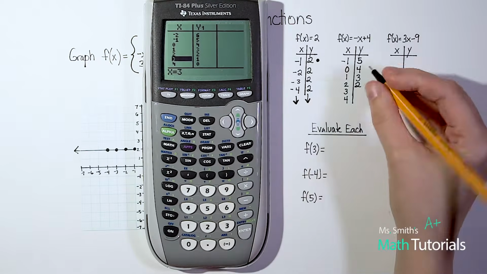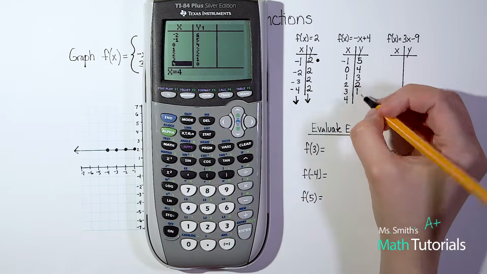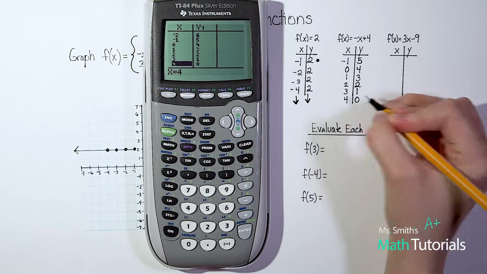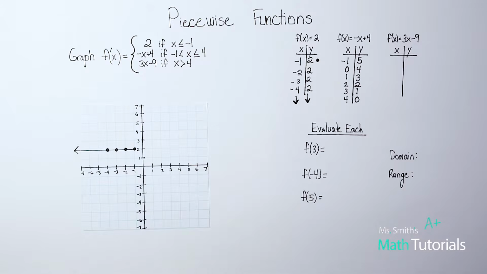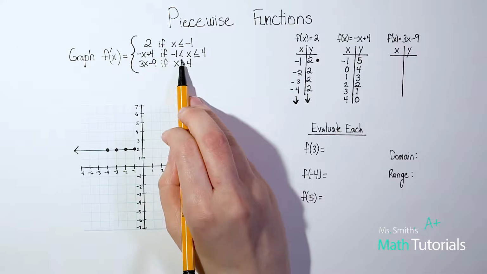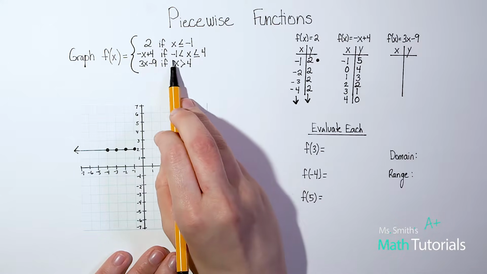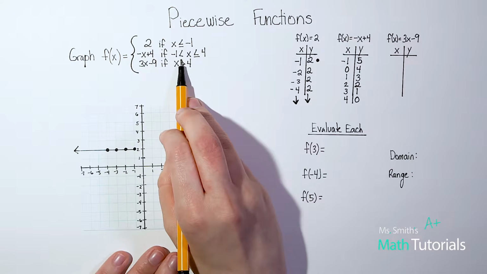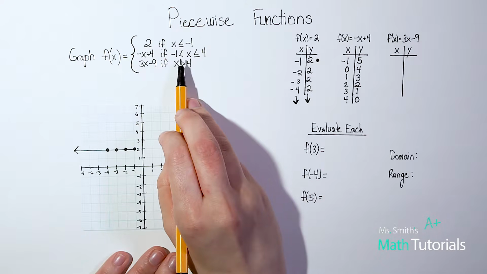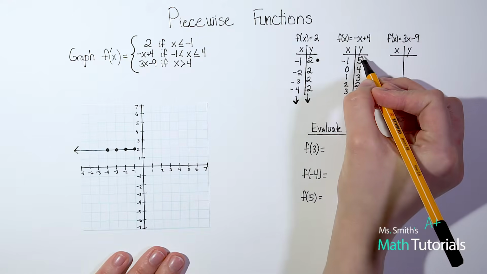When x is 3, y is 1. And when x is 4, y is 0. Now before I just start graphing, we want to make sure we pay attention to those open or closed circles. So notice over here with the negative 1, we did not have an or equal to, which means that is an open circle.